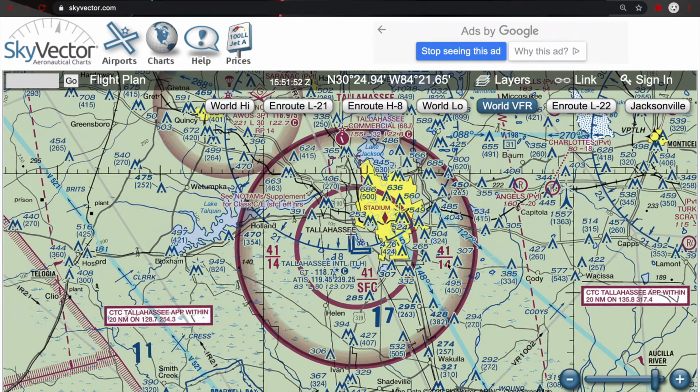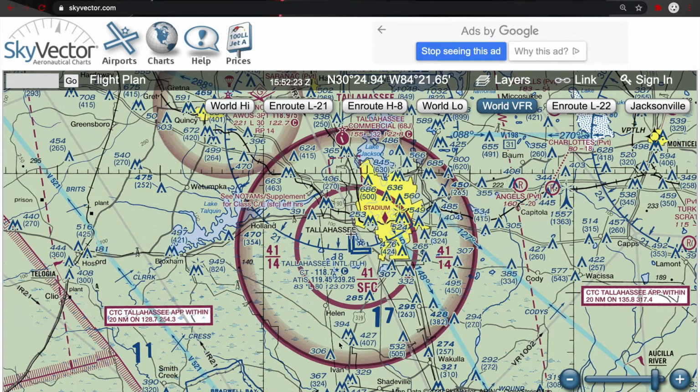Again, remember, on these VFR sectional charts, you're dealing with mean sea level numbers when it depicts airspace altitudes. Always remember that. So Tallahassee International Airport is a great example of Class C airspace. A couple other things that you need to know about Class C airspace is that, yes, you do have to have authorization to fly in Class C airspace.